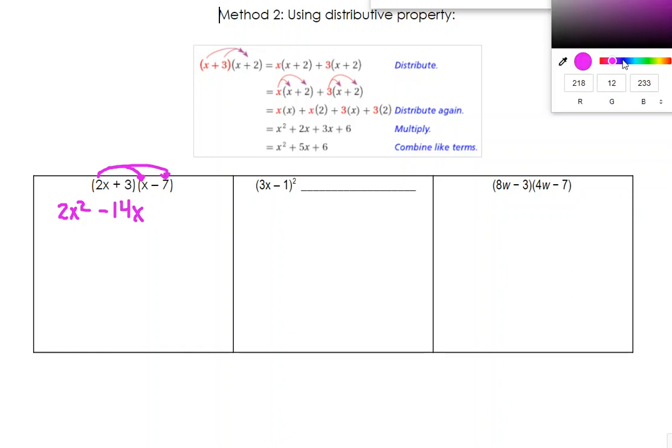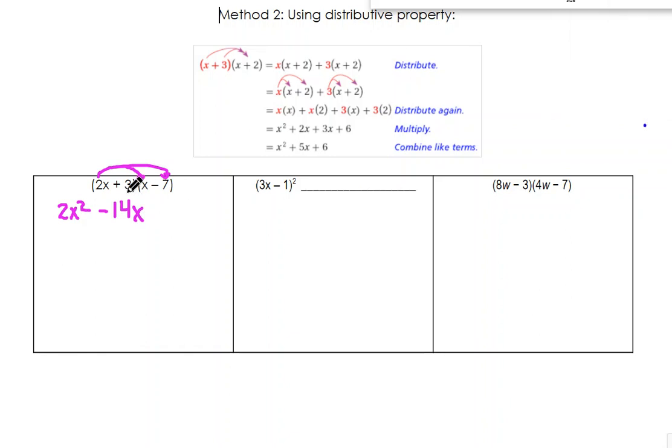All right, but I also have another term in here. I got this 3, right? So this 3 also has to be timesed to both of those. So I got to do 3 times x, which will give me 3x. And I got to do 3 times negative 7, which is negative 21.